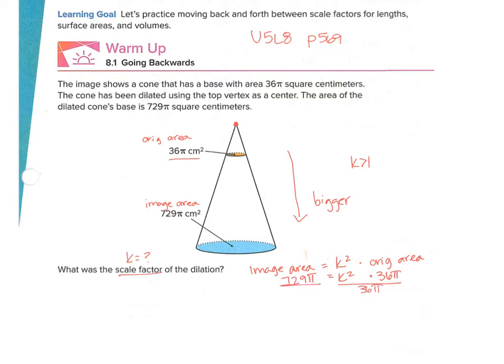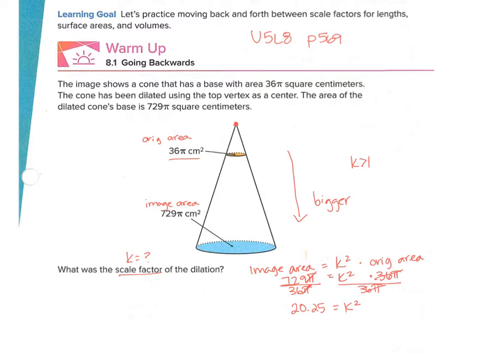Pi is just a number, and so I'm just going to bring it on over here with the 36. It cancels on the right side, and I get k squared isolated. That's fantastic. On the left side, the pi's cancel. And I do 729 divided by 36 on my calculator, and I get 20.25. Now I need to solve for k.